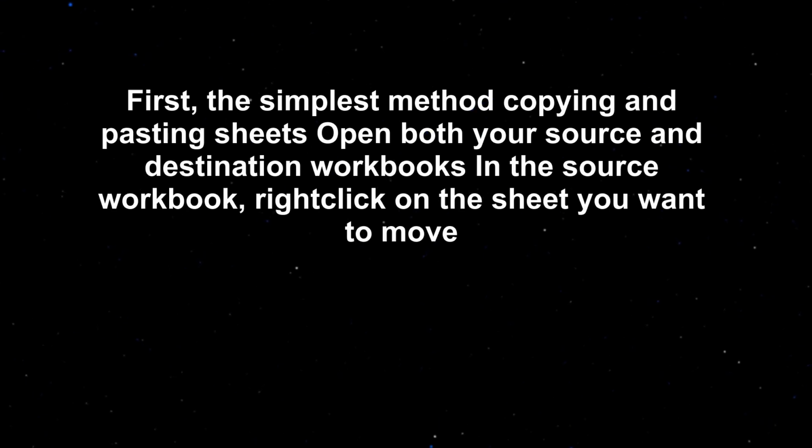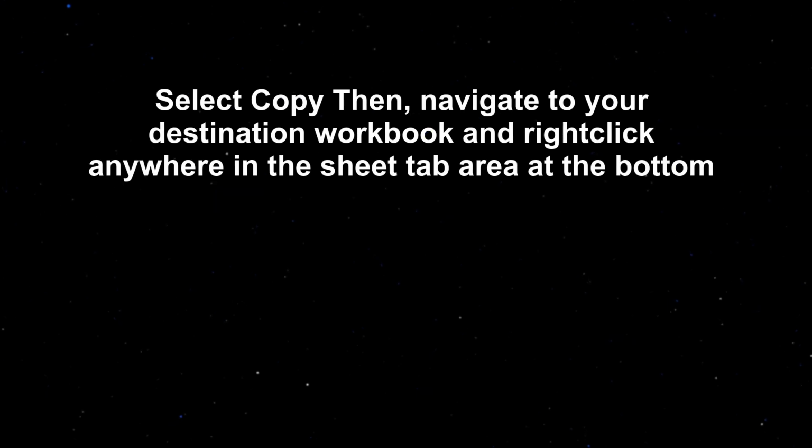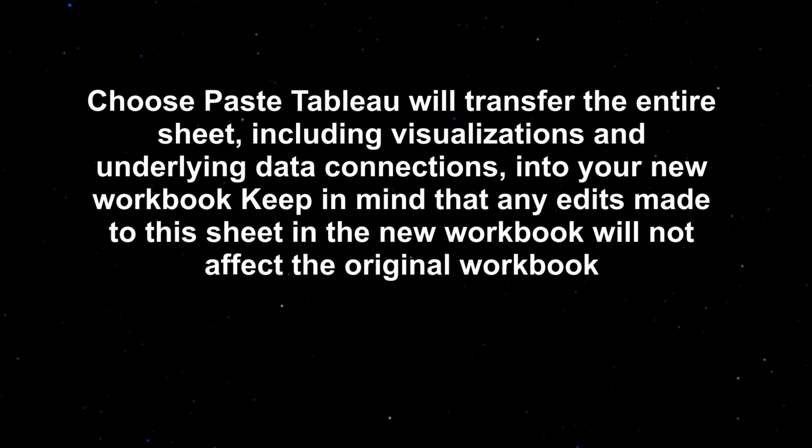Open both your source and destination workbooks. In the source workbook, right-click on the sheet you want to move. Select Copy, then navigate to your destination workbook and right-click anywhere in the Sheet tab area at the bottom. Choose Paste. Tableau will transfer the entire sheet, including visualizations and underlying data connections, into your new workbook.